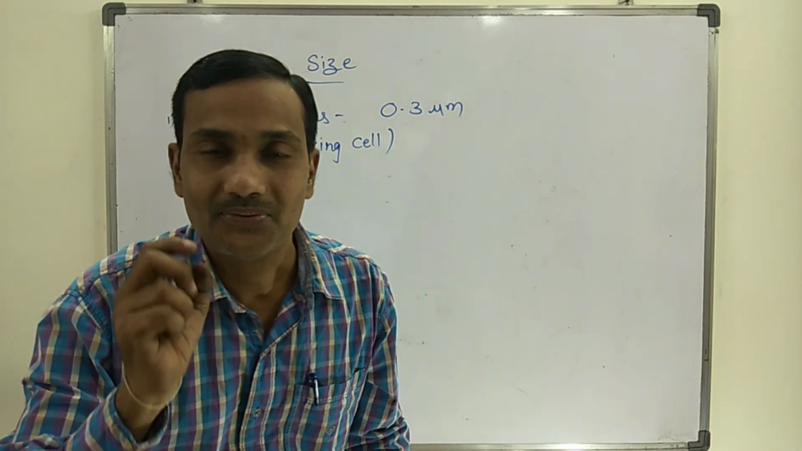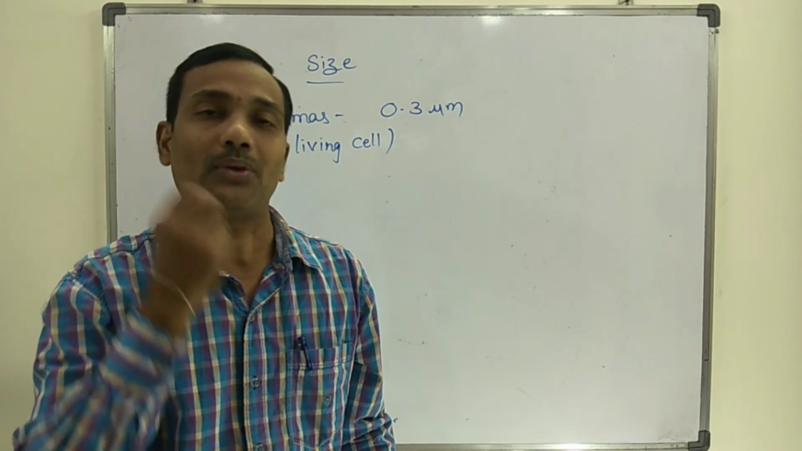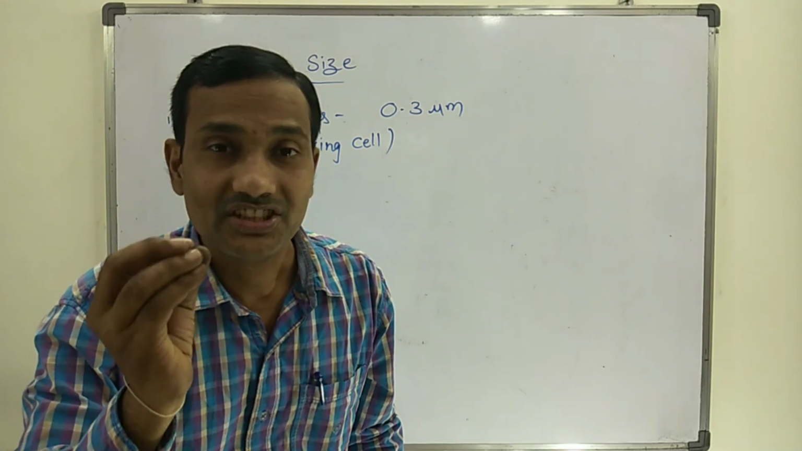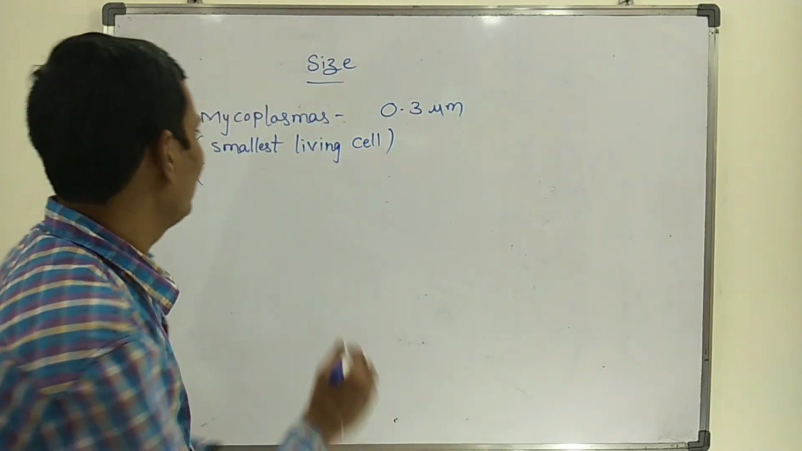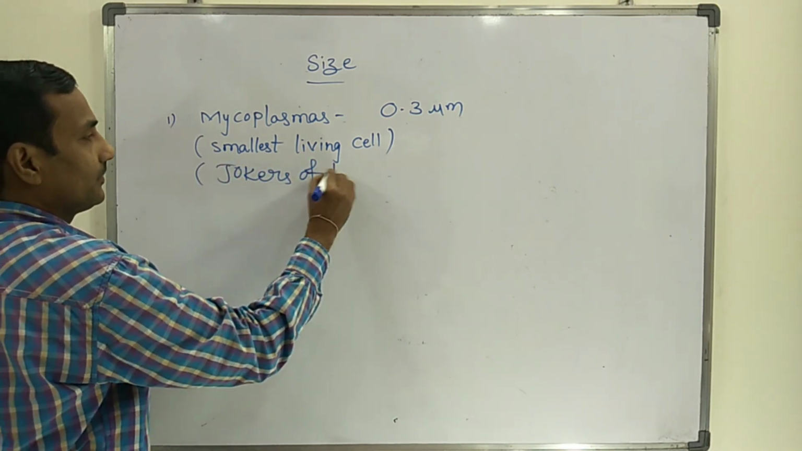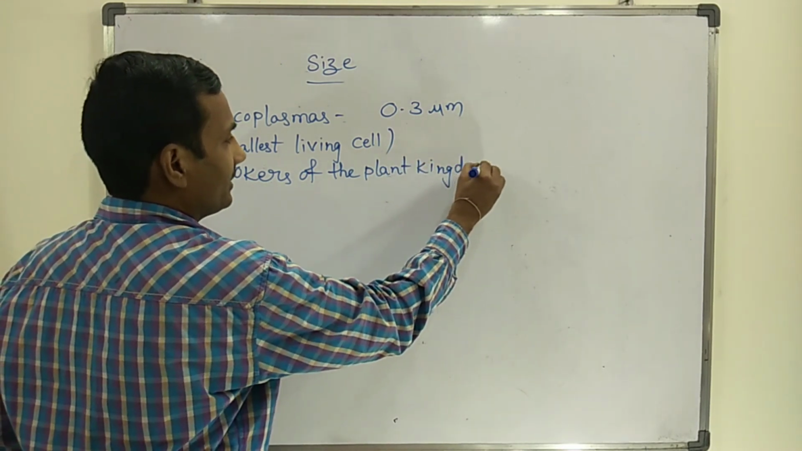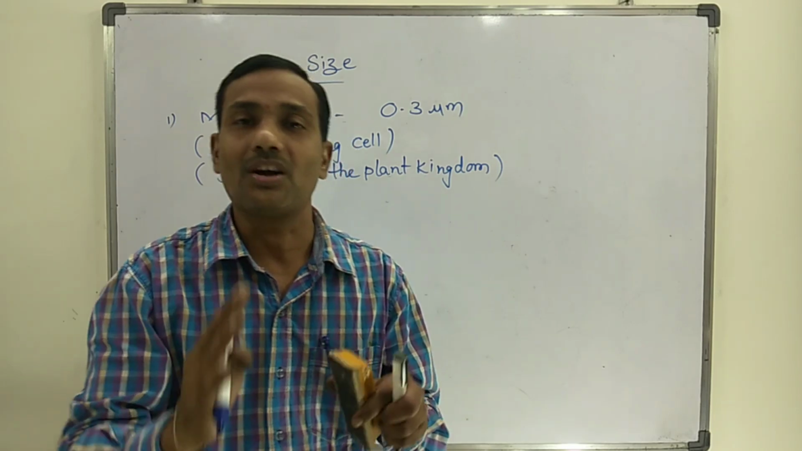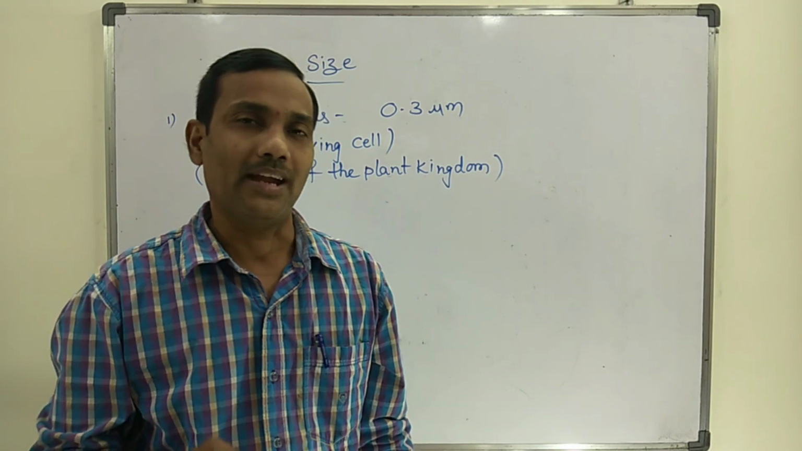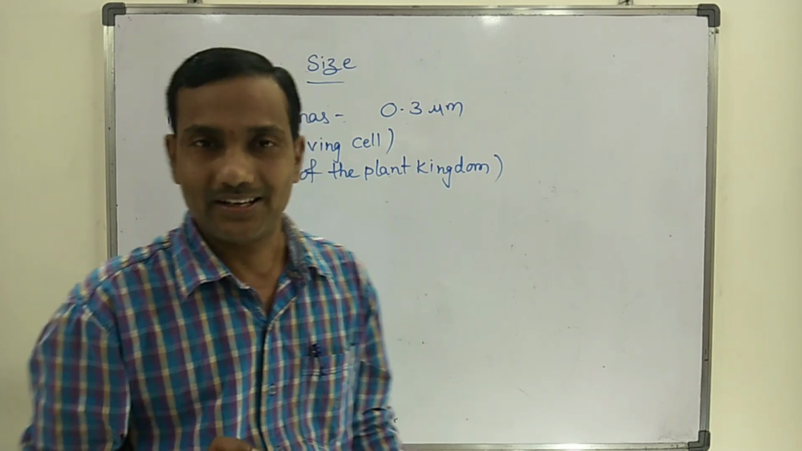About mycoplasmas, one more important point: it is a prokaryotic cell, and due to the lack of a cell wall it frequently changes its shape. That's why mycoplasmas are also called the jokers of the plant kingdom. They mainly change their shapes according to environmental conditions. Size is very small, 0.3 microns.